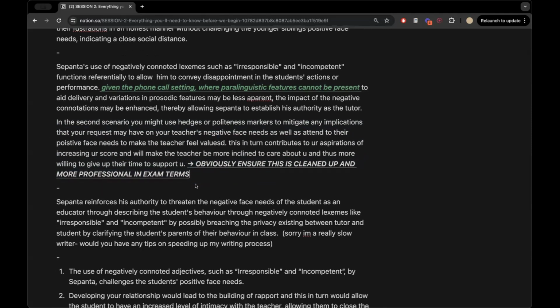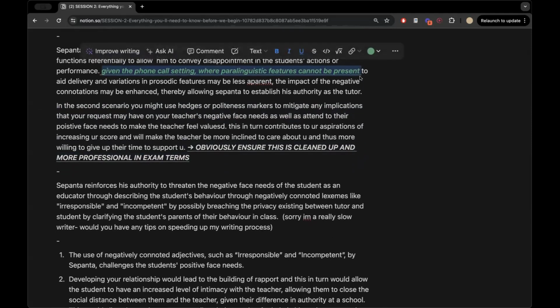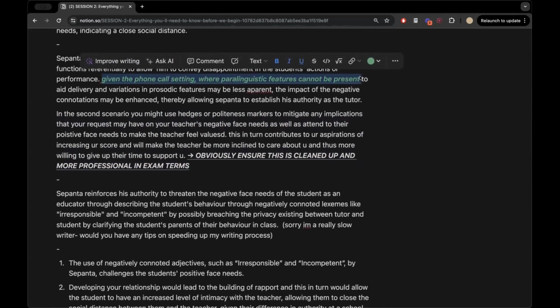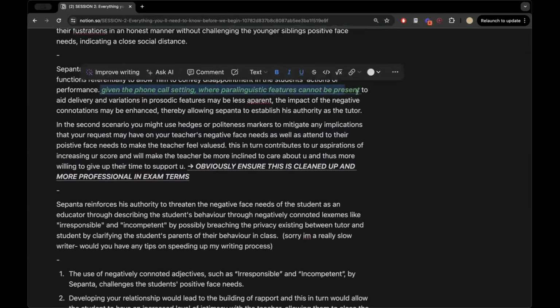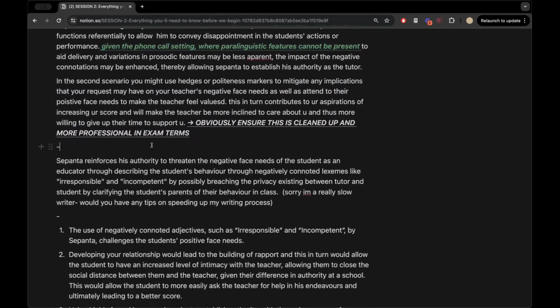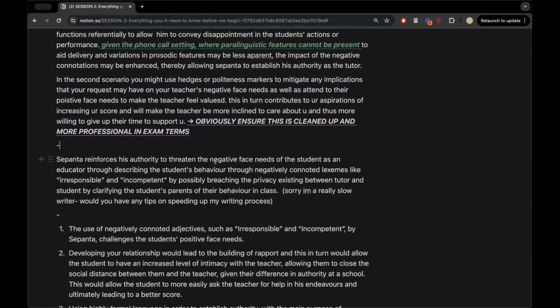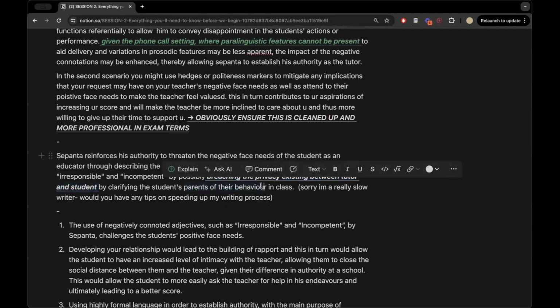But yeah, I can tell that you definitely know what you're talking about. This is an incredible pickup. Well done. That is the level of nuance that gets you to raw 50. Students that get above 48, 49, 50, this is what they're talking about. These are the types of things that I picked out in my own exam. Sapanta reinforces his authority to threaten the negative face needs of the student as an educator who's like irresponsibility, breaching the privacy existing between tutor and student. This is a great way to phrase it. I love that. That's okay.